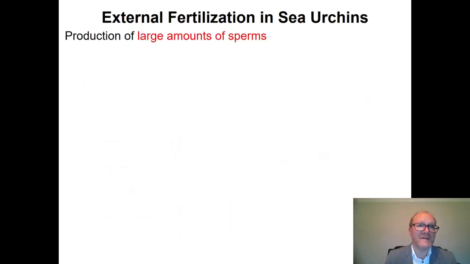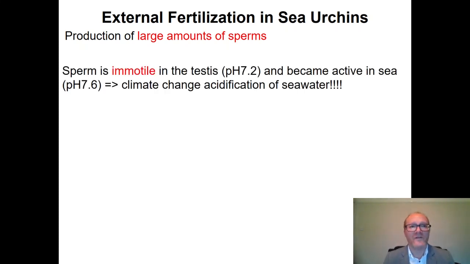Obviously, one big difference between mammals and sea urchin and other aquatic animals is the production of sperms and eggs. Indeed, when they spawn, there is a large production for sea urchin of both sperms and eggs. Very interestingly, the sperms inside the testes of a sea urchin are immotile, so they cannot move, and they become motile when they are released in seawater.